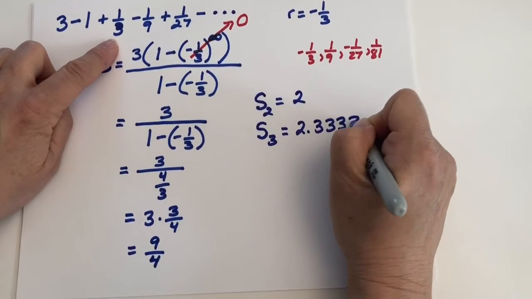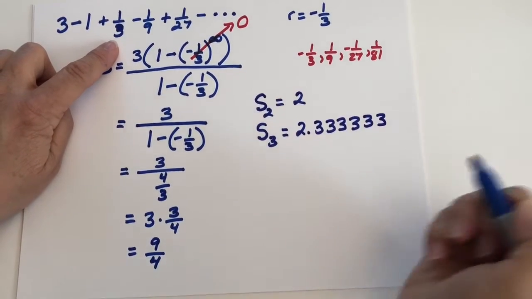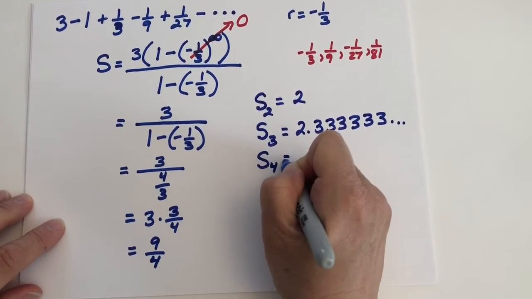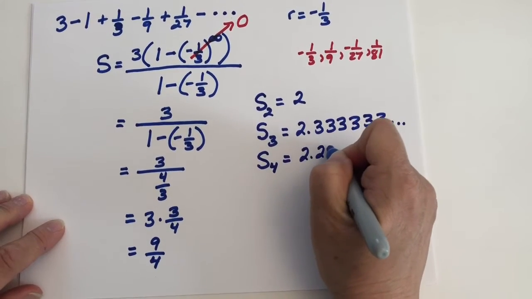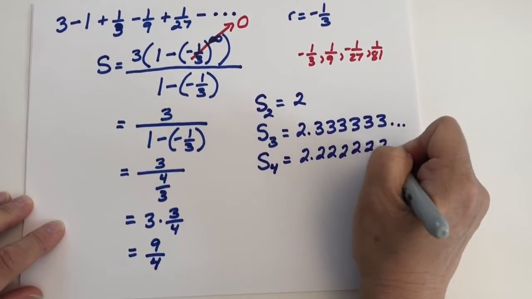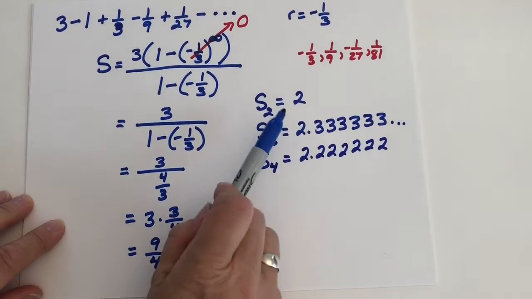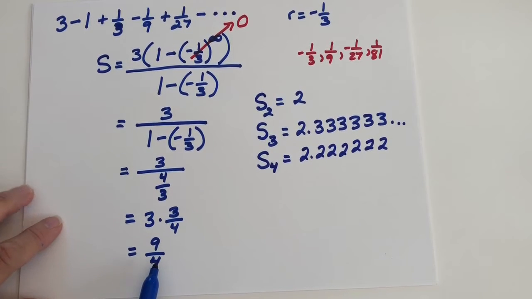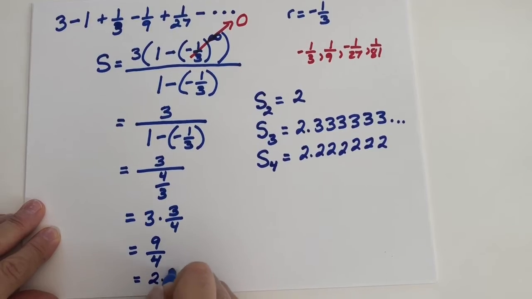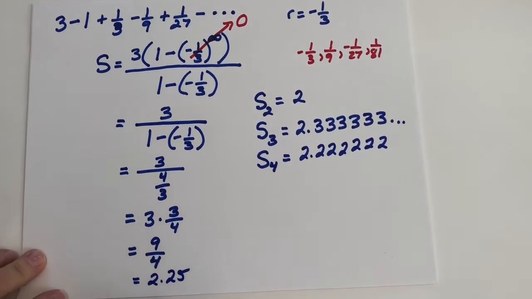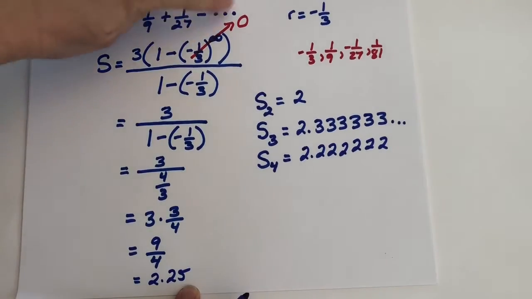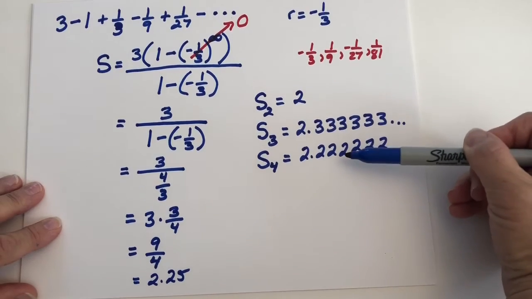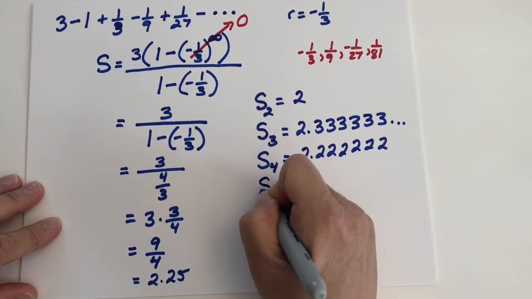2.333, and the 3's go on forever. 2 1/3. The fourth partial sum I've calculated, and it was 2.22222. Notice this is a little bit smaller than 2 1/4. Remember, this is 2 1/4 here, or 2.25. I'll even write that as a decimal, 2.25. We know that's the value of this sum. Notice this is smaller than 2.25, bigger than 2.25, smaller than 2.5, but getting ever closer.